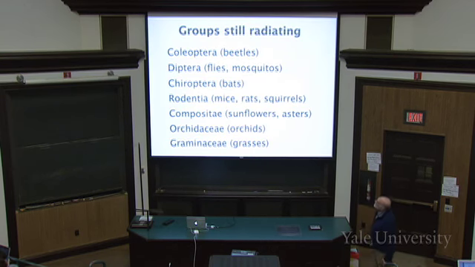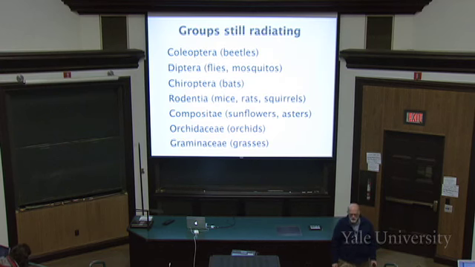So, what are the groups that are still radiating? If we just look around the planet right now, what do we see? Well, the beetles are still going like gangbusters. We don't actually know how many beetles there are. The number of beetles that have been named is, I think, about 350,000. The number of beetle species that might exist could be on the order of 5 million.